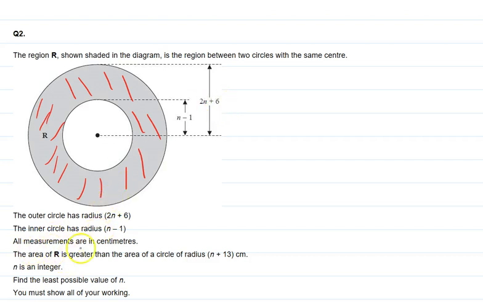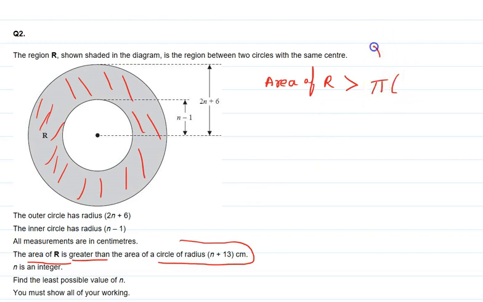All measurements are in centimeters and it is given the area of R is greater than the area of a circle of radius n plus 13. So let's write down here. It is given area of R is greater than, so we are putting the greater than sign, area of circle with radius n plus 13. So area of circle is pi r squared and r is here n plus 13, so pi times (n plus 13) squared.